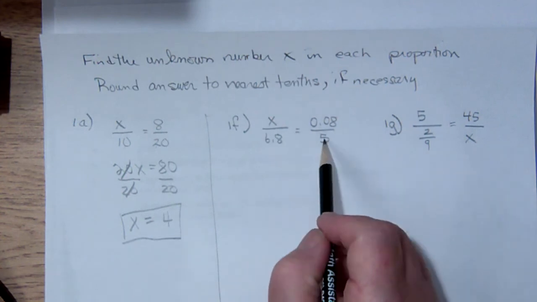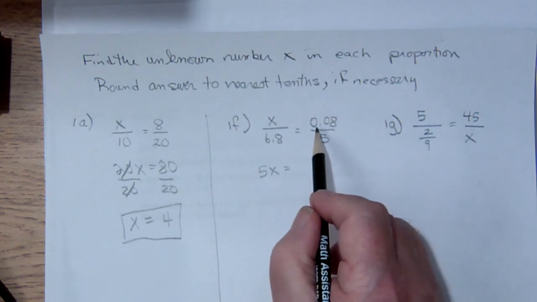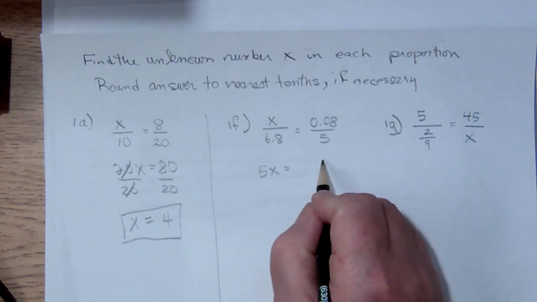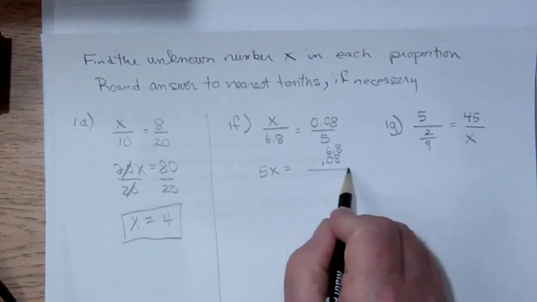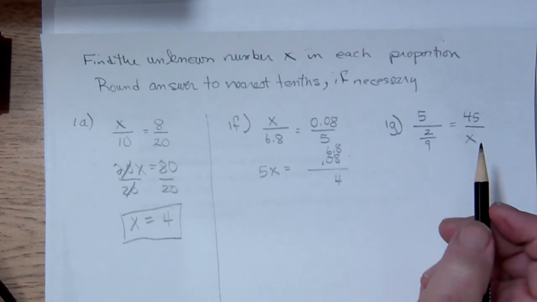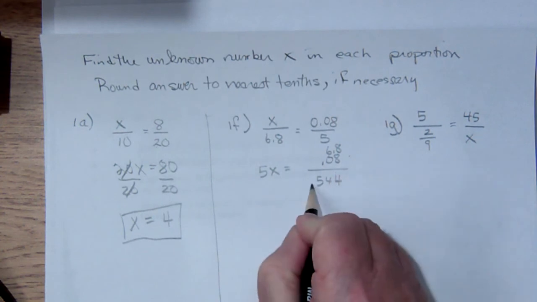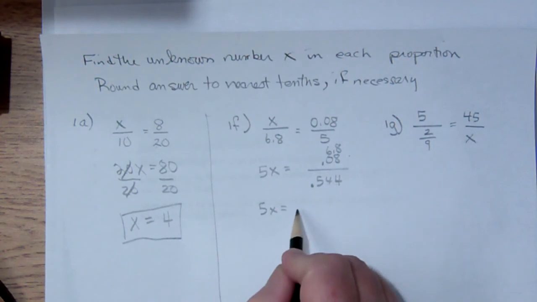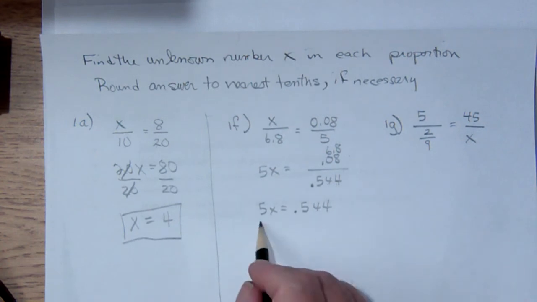Now here we're going to take this times this to say 5x is equal to, and here we have to multiply 0.08 times 6.8. So let's do that. 0.08 times 6.8. We will get 64, carry the 6, and that will give us 5, 4, and we have 1, 2, 3 decimal places. So now we have 5x is equal to 0.544. And now we can divide both sides by 5.